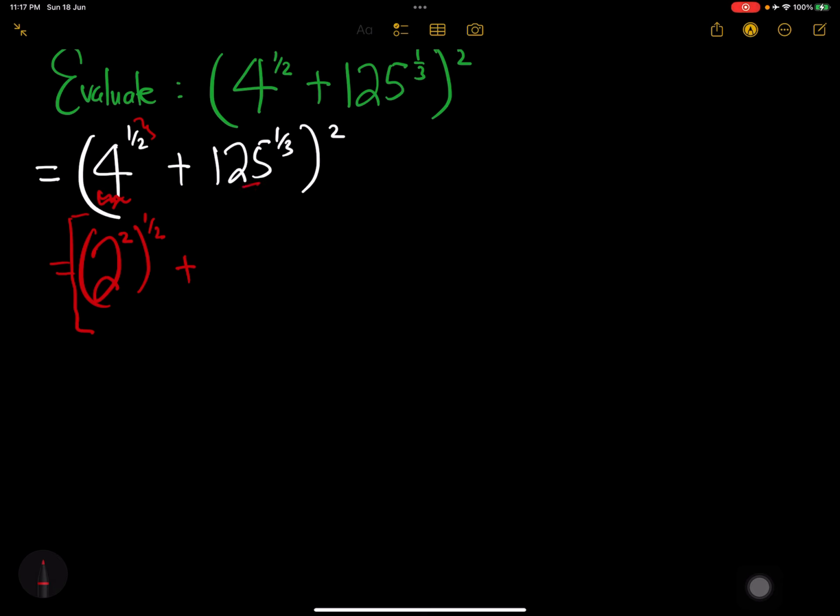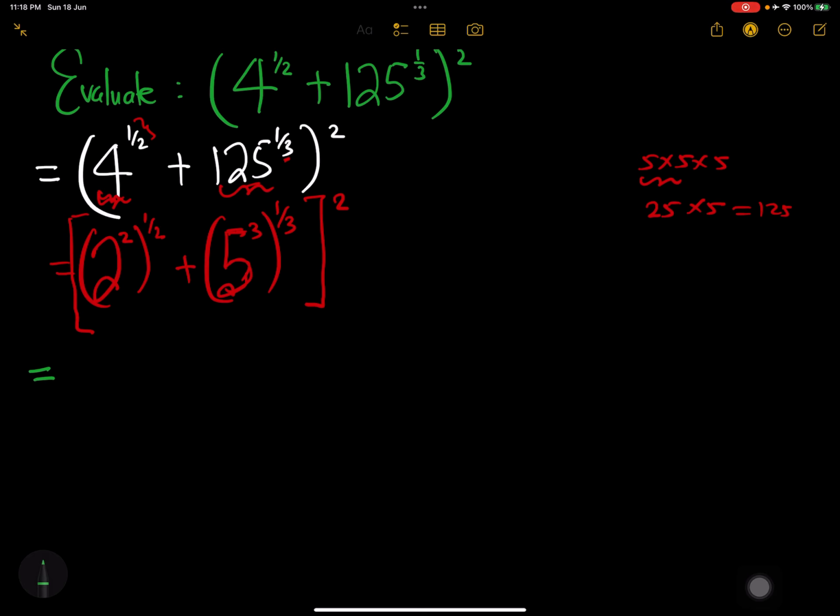this 125, we can compare it to this 3. And we can do that by writing 5 to the power of what? 3, because 5 times 5 times 5, this is 25 times 5, which gives you 125. So we have 5 to the power of 3, 5 to the exponent of 3, all to the power of 1/3, and then we're going to square everything.